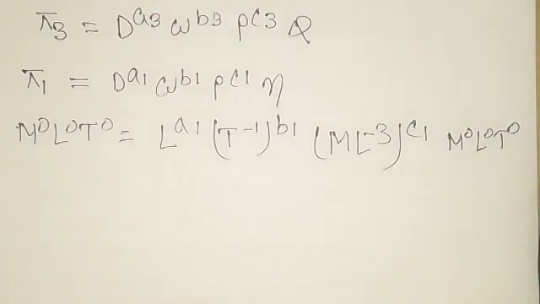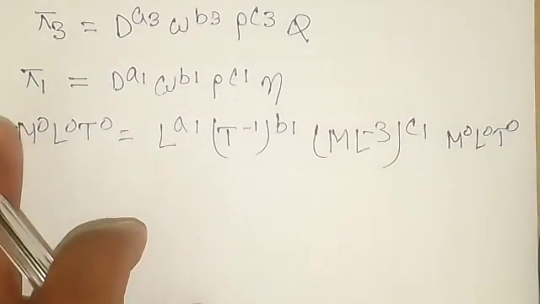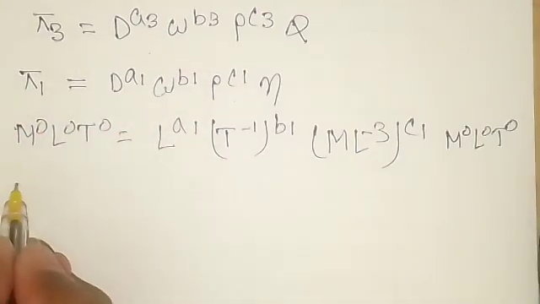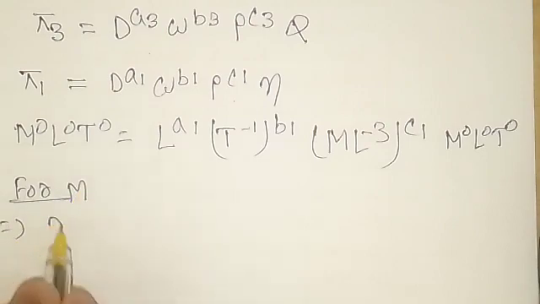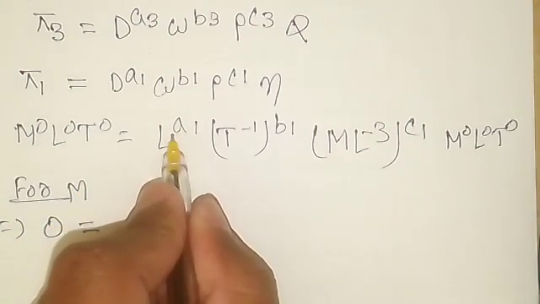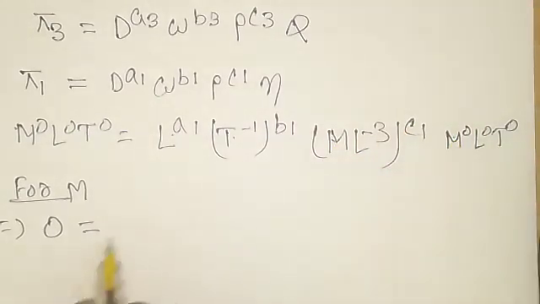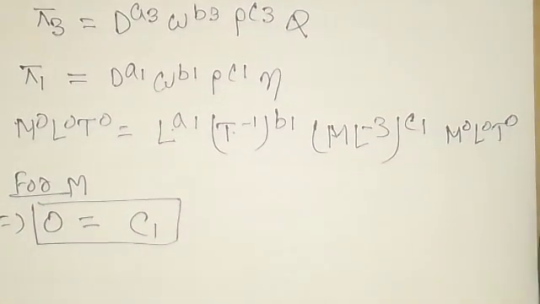All right, now what you need to do is simply equate the powers. First you take M, then L, then T, and equate the powers, right? So first I'm writing for M. Here 0 is equal to, we have M power c1 and the other side has 0, so we can say c1 is equal to 0. First arbitrary value we got, right?